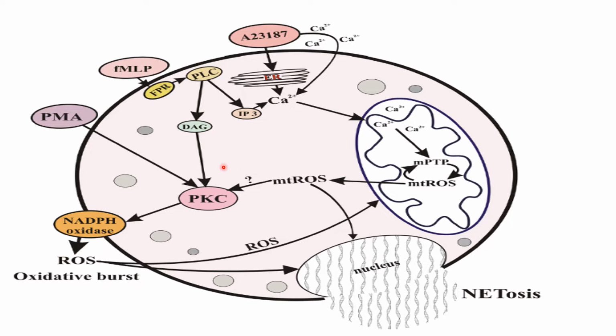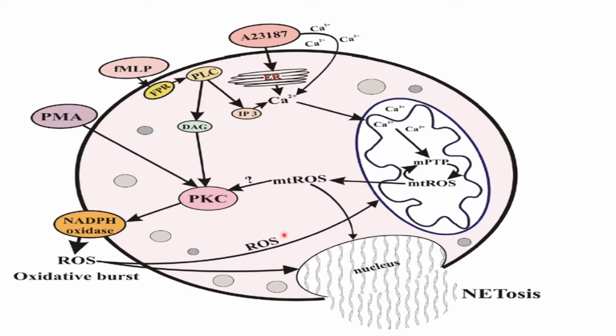To summarize, the process of NETosis depends on increasing the concentration of reactive oxygen species. The main way is through activation of the NADPH oxidase by its activating enzyme, protein kinase C. This enzyme can be activated in many ways. One of them is through mitochondrial reactive oxygen species that come from increased intracellular calcium going inside the mitochondria, which increases mitochondrial reactive oxygen species and opens non-selective mitochondrial pores.